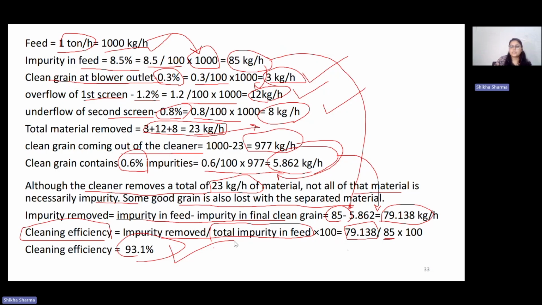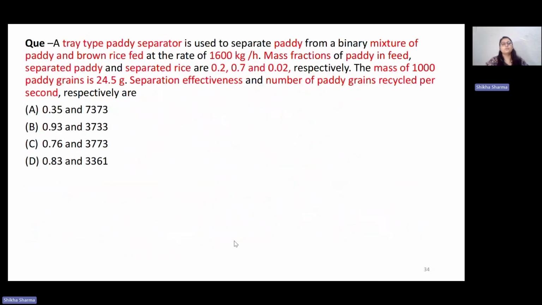I hope this question is clear to everyone. Now let's move to this question. A tray type paddy separator is basically used to separate paddy from a binary mixture of the paddy and the brown rice fed at the brown rice.